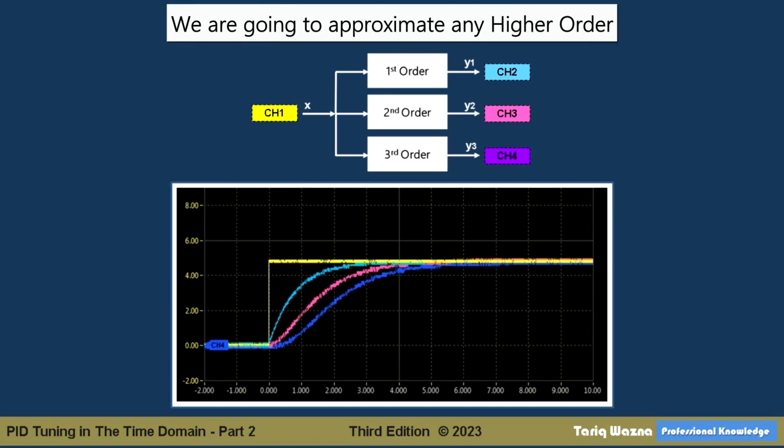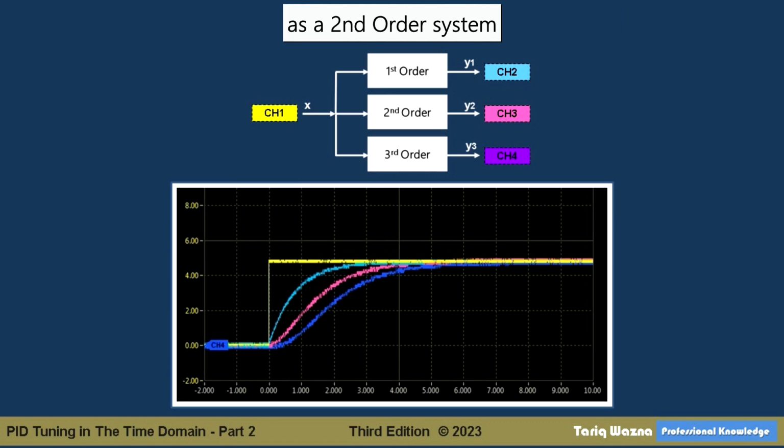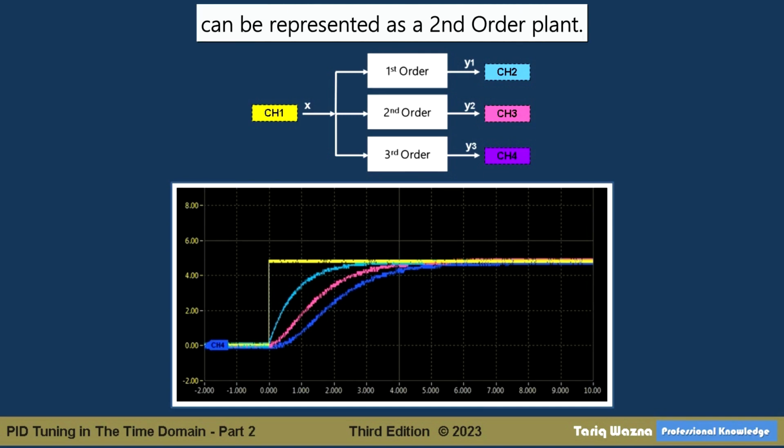We are going to approximate any higher order system as a second order system. So, in the time domain, an nth order plant can be represented as a second order plant.